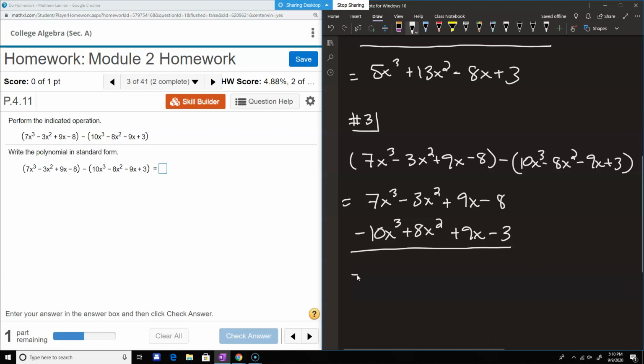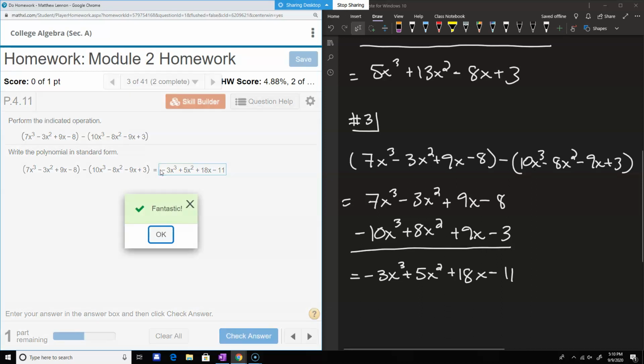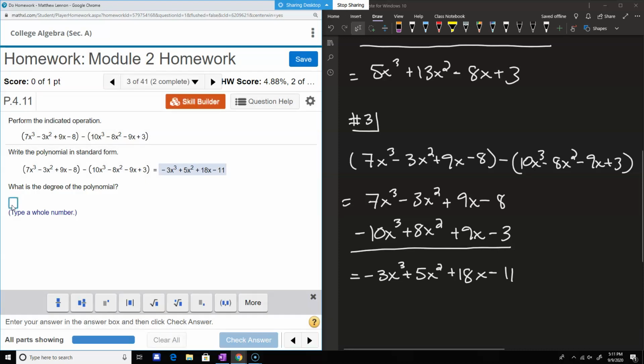So then we can add those up. We would have minus 3x cubed plus 5x squared plus 18x, and then minus 11. And that would be it for adding the polynomials. So this is probably a little more straightforward than working with all the radicals last time that you may have encountered. All right. So one extra step there, but nothing too tricky. Again, the degree of this polynomial is 3.